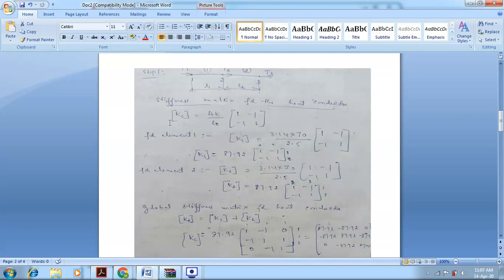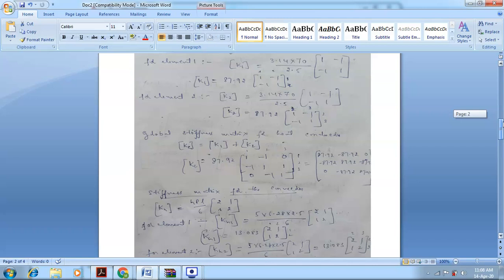The stiffness matrix for conduction is given by AK by L into [1, -1; -1, 1], where A is the area, K is thermal conductivity, L is the length of the element. Since we need the heat conduction matrix for both elements, K1 and K2, I have substituted all the values of A, K, L. Since the length of the element is the same for both and the K values are the same, K1 and K2 come out the same. K1 is for the first element, that is for the first and second node. K2 is for the second and third node.